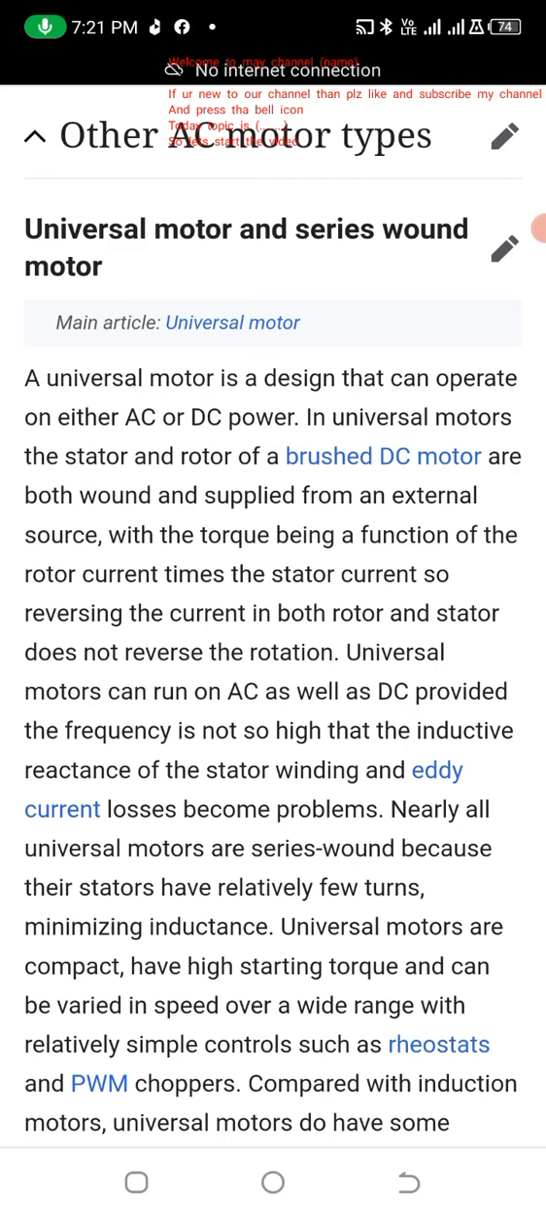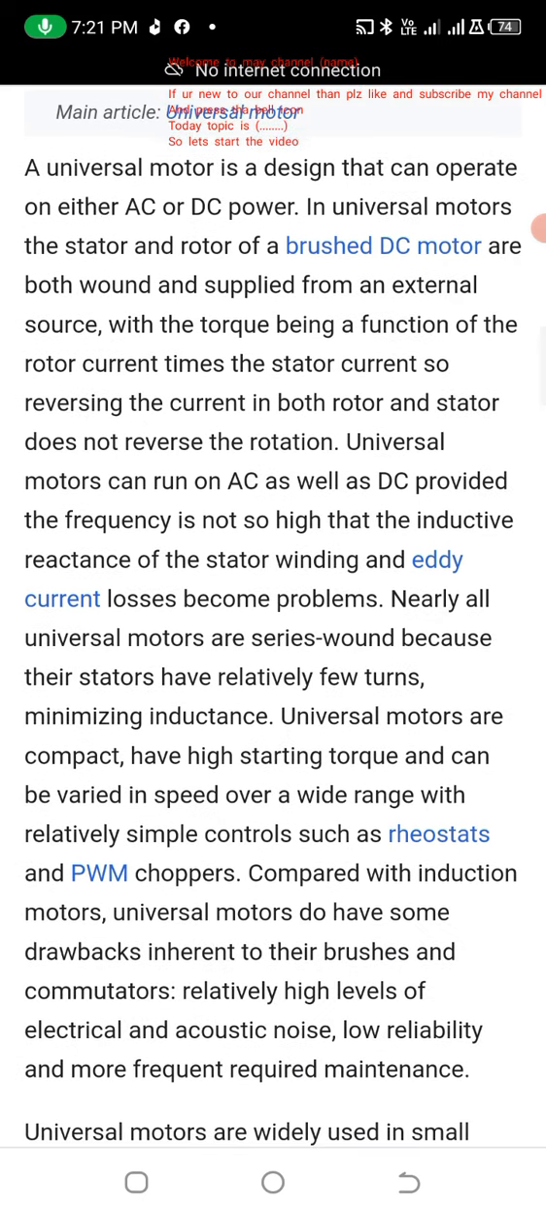A universal motor can run on AC as well as DC, provided the frequency is not so high that the inductive reactance of the stator winding and eddy current losses become a problem. Nearly all universal motors are series wound because their stators have relatively few turns, which minimizes inductance.